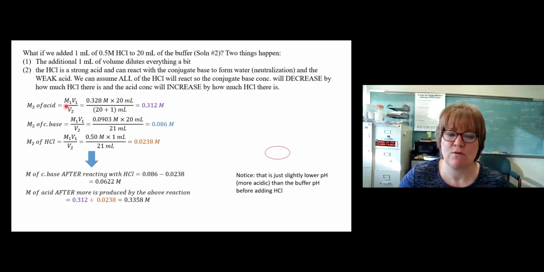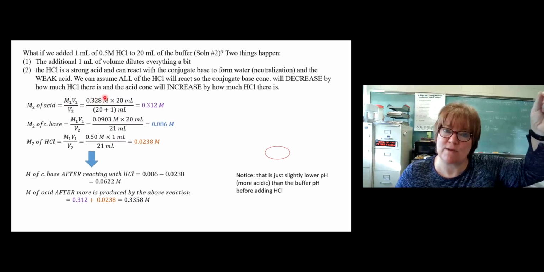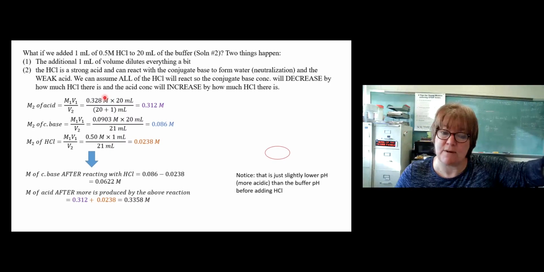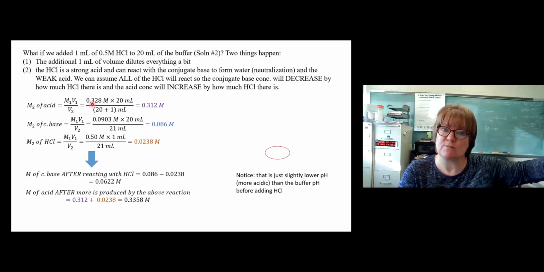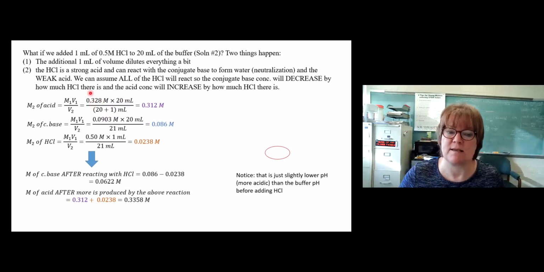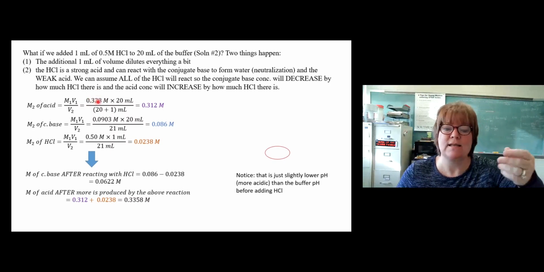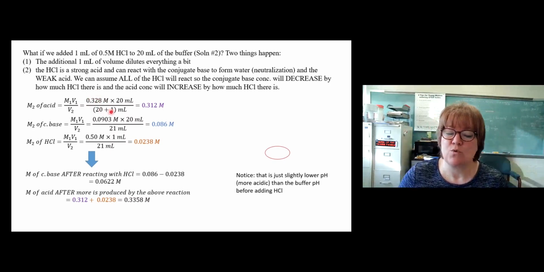So here's my M1V1 over V2 for the acid. Note that here I'm using the calculation I just figured out, the dilution of mixing from the previous problem to make the buffer. There's 20 milliliters of 0.328 molar after I've mixed those. I mean, I had 100 milliliters, but I just take 20 milliliters out. It would be the same concentration. So this is the first dilution. Now I'm diluting it again. I'm using 21 on the bottom, and I get 0.312.